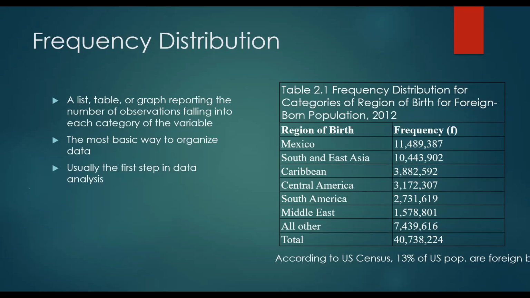But almost 11.5 million come from Mexico. Second is South and East Asia, then Caribbean, Central America, South America, Middle East, and then all other, for a total of 40.7 million people.